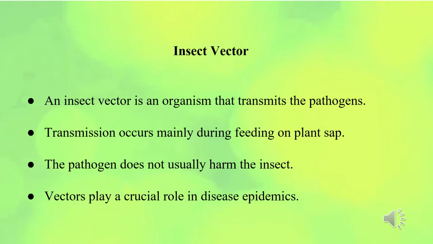An insect vector is an organism that transmits the pathogens. Transmission occurs mainly during feeding on plant sap. The pathogen does not usually harm the insect. Vectors play a crucial role in disease epidemics.